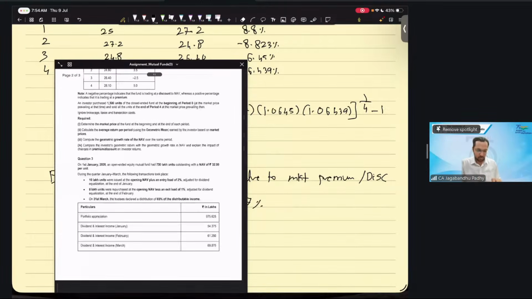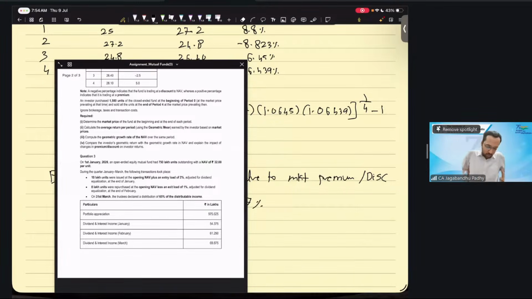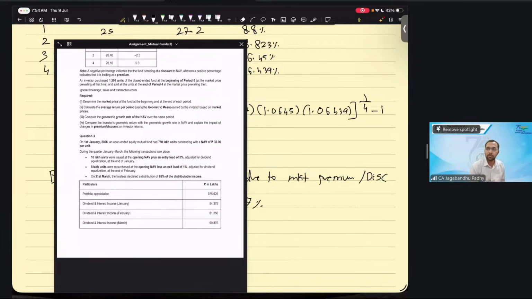Now, let's go for the last question for this topic of mutual fund. It's a very interesting question. Question number 3, guys. I'll just give you a couple of minutes. Quickly go through the question.